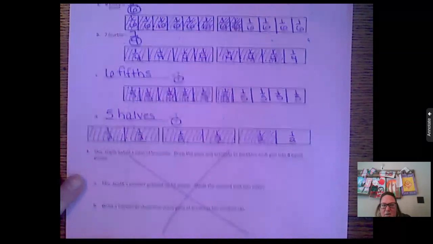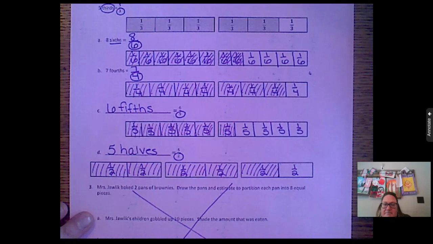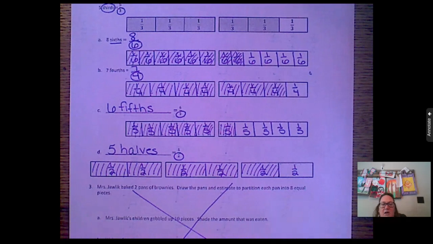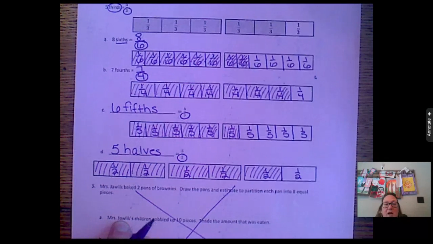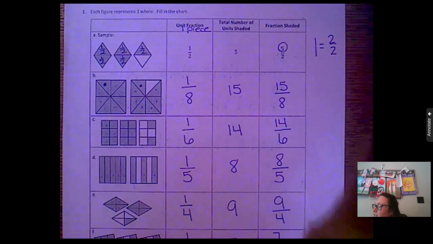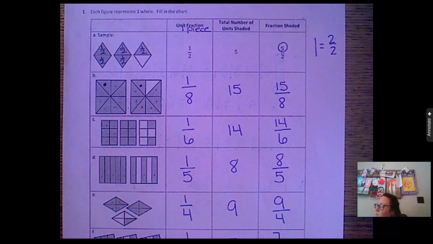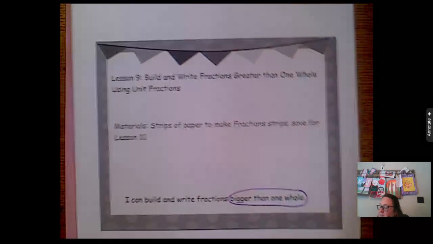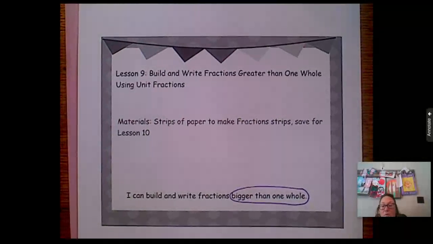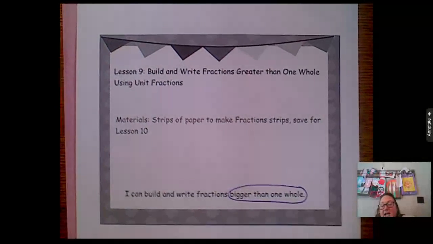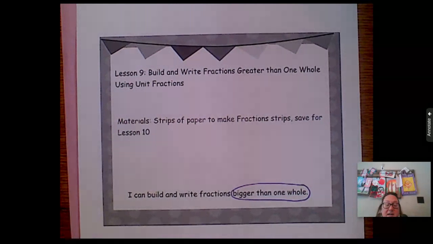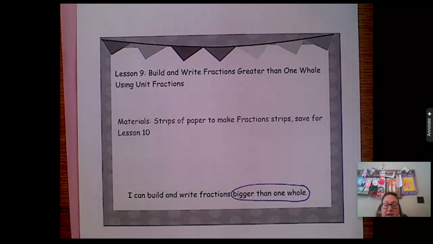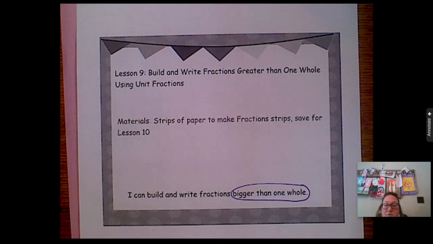That was kind of a lot of work that we did today, I feel like. It wasn't hard, but we worked hard to partition those wholes into different amounts and make sure that we were getting equal parts and labeling all those parts. Okay. So remember that our lesson objective, or I can statement, today was I can build and write fractions that are bigger than one whole. And that was our first experience with that today. I hope that you're feeling more confident as we went on because that was something new today. It definitely helps to actually do it, right?